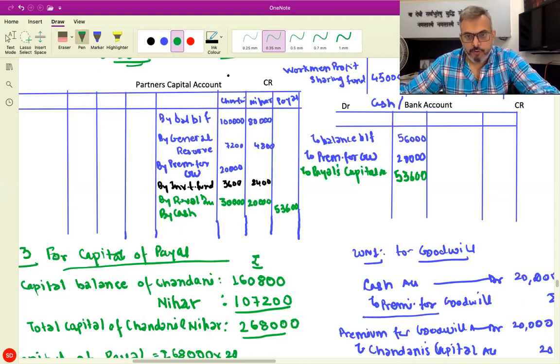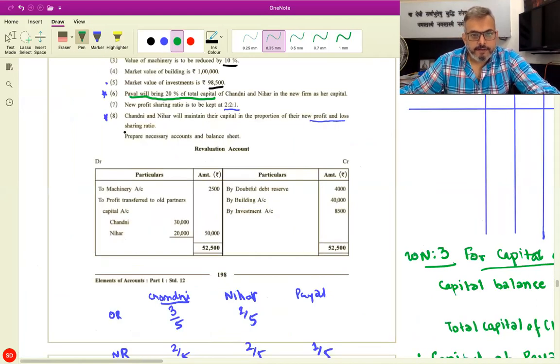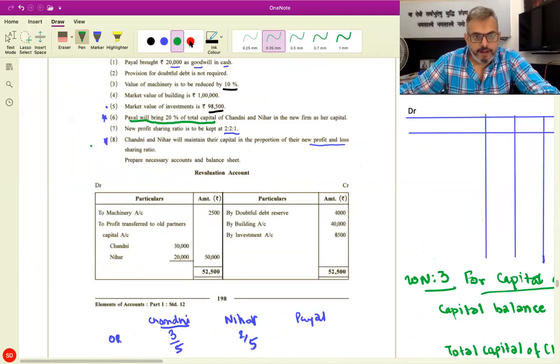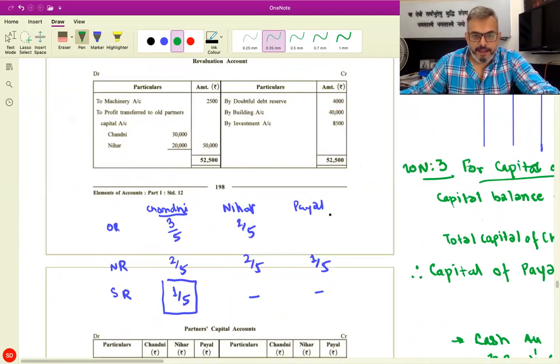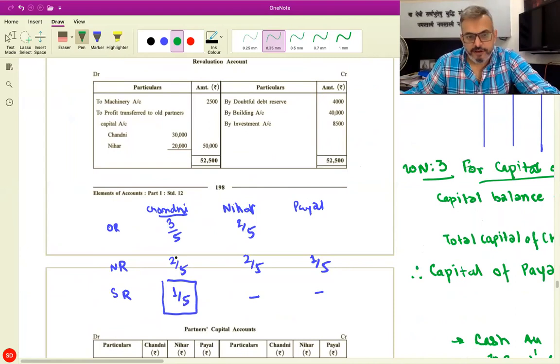Now let's go to the last adjustment. Extremely important, please mark it. Chandni and Nihar will maintain their capital in proportion of their new profit and loss sharing ratio. Now we have Chandni, we have Nihar, and we have Payal. What is the new profit sharing ratio? It is 2 is to 2 is to 1. So now the capital of Chandni and Nihar will be in the ratio of 2 is to 2.